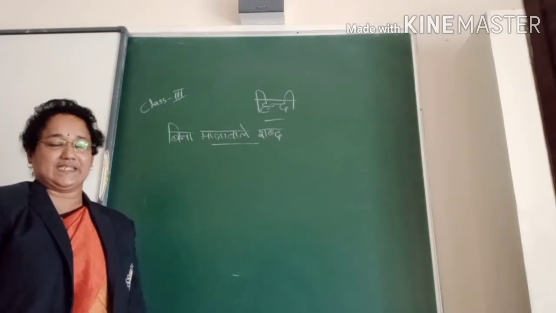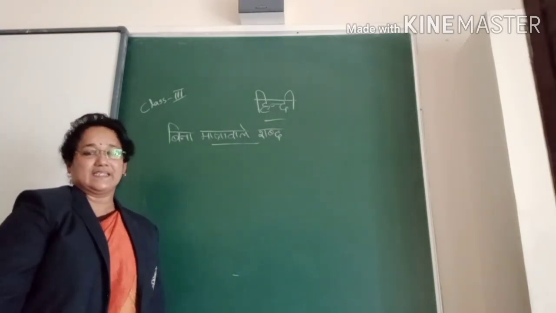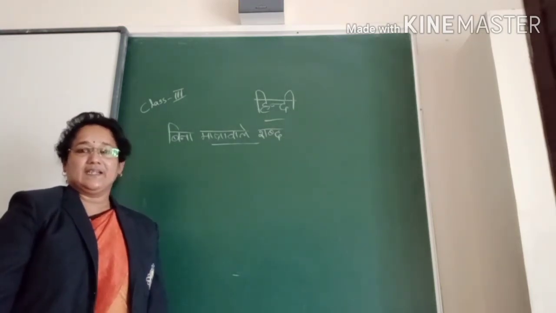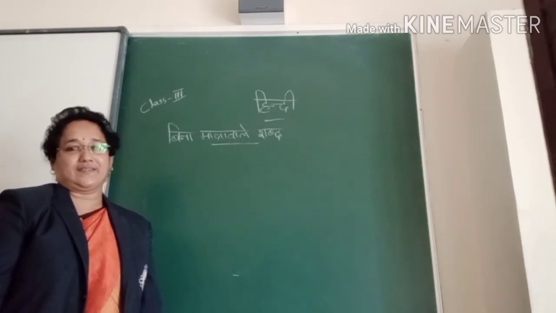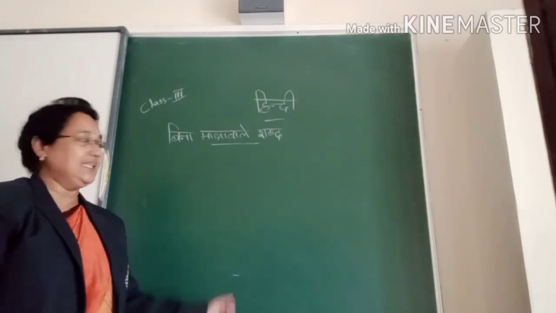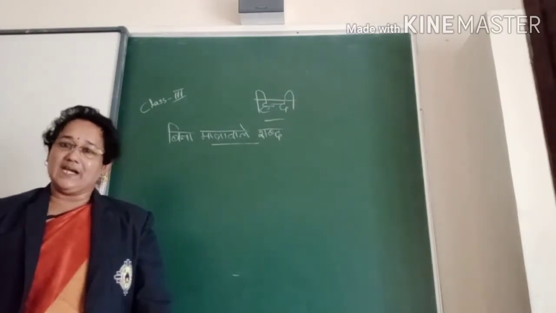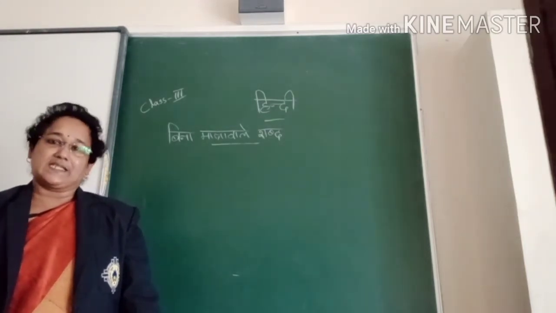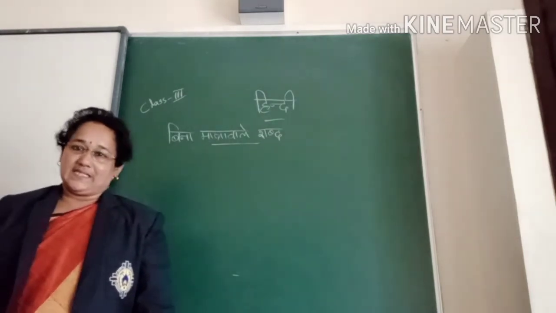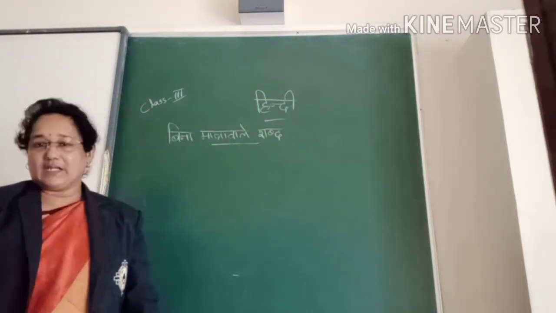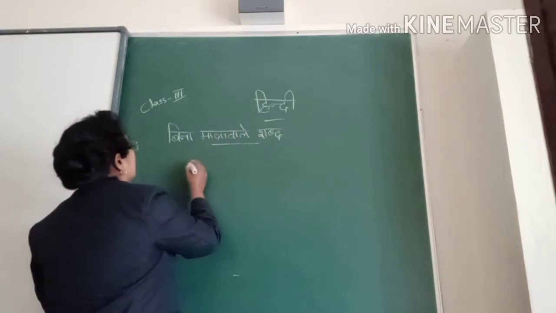So I suggested the second lesson for learning first. So lesson number 2 we can see: Bina matra wale shabd. In your reader, bina matra wale shabd, lesson number 2 you can see. It is in your reader, the first word they have given from the Varnamala.